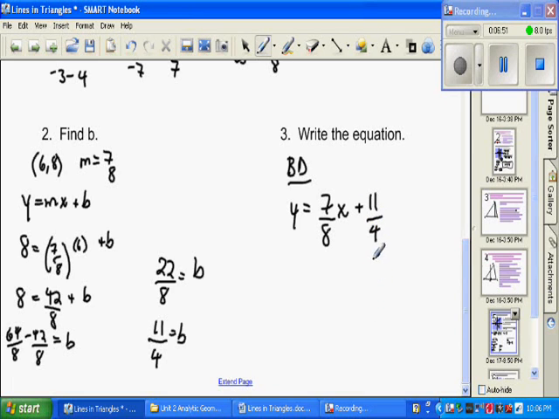Okay, so finding the equation for the altitude is pretty quick. You just have to find the slope, find the negative reciprocal, substitute it into y equals mx plus b, and write your equation. Okay, now we have to do part B.